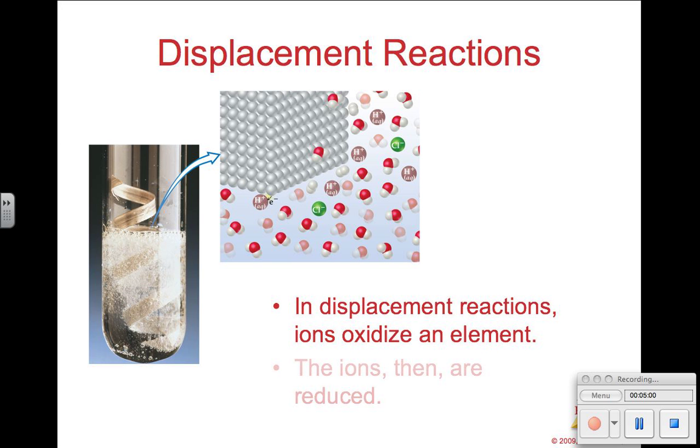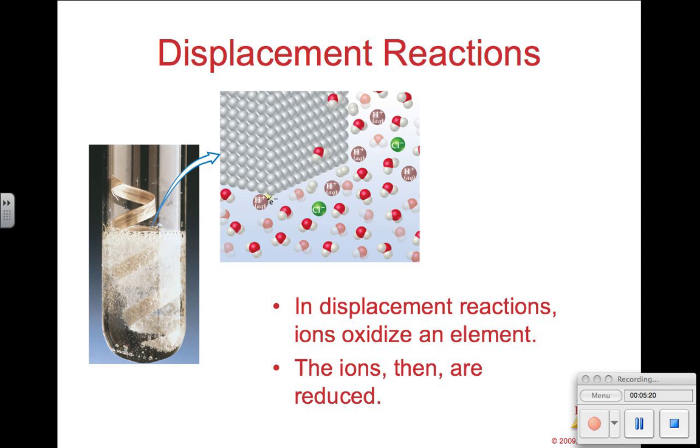All right, so then when we think about displacement reactions, where one thing replaces something else in solution, we can follow it by looking at what's oxidized and where the electrons go. So in a displacement reaction, ions oxidize an element. The ions then are reduced.